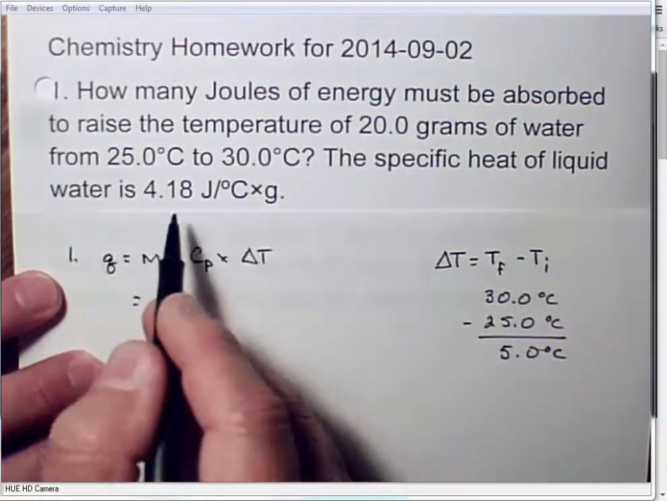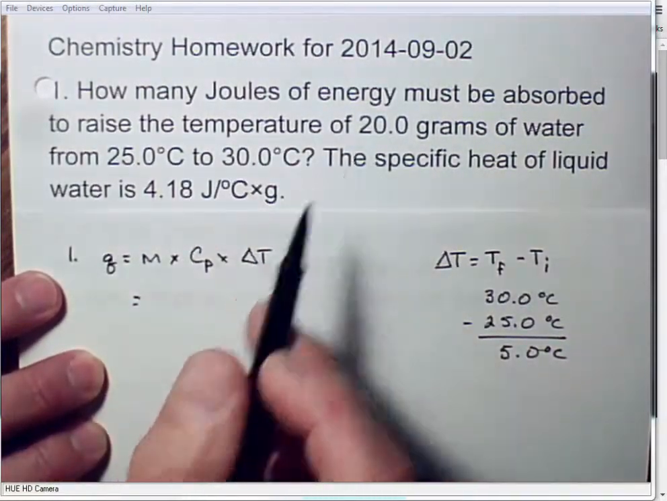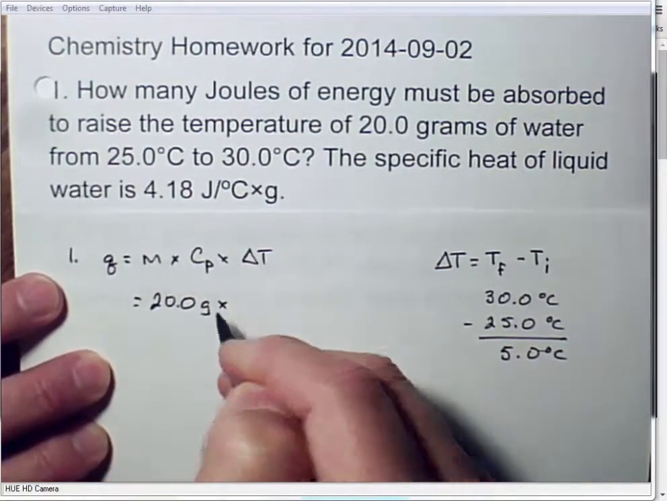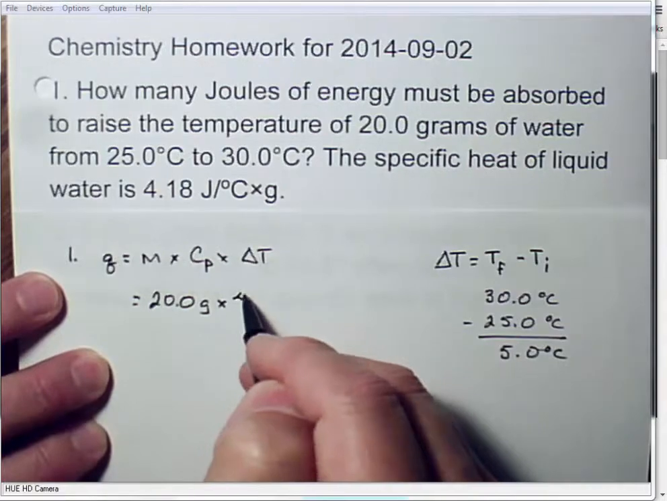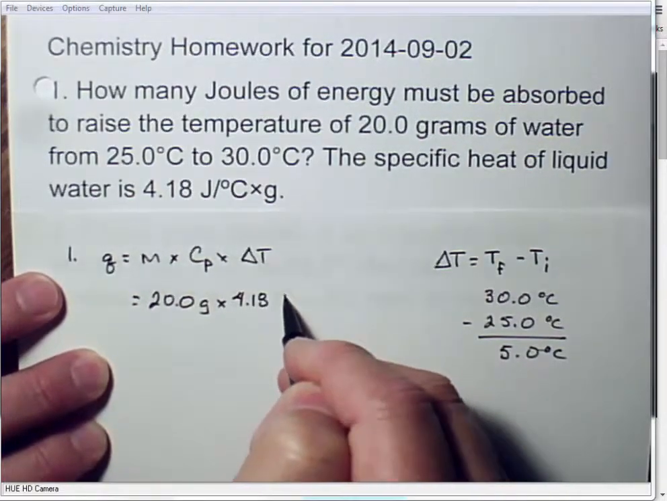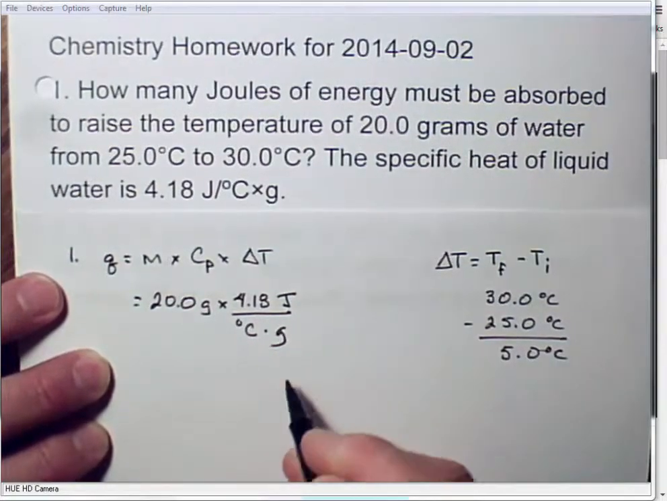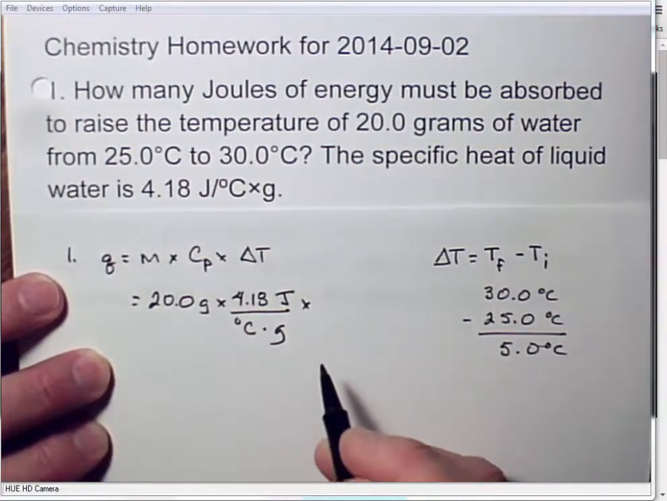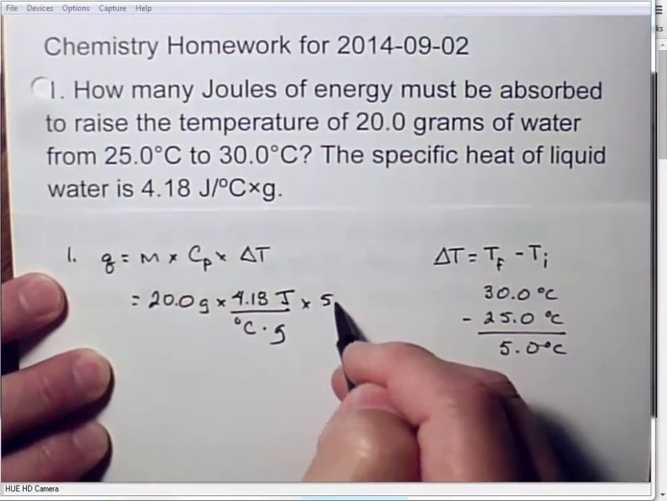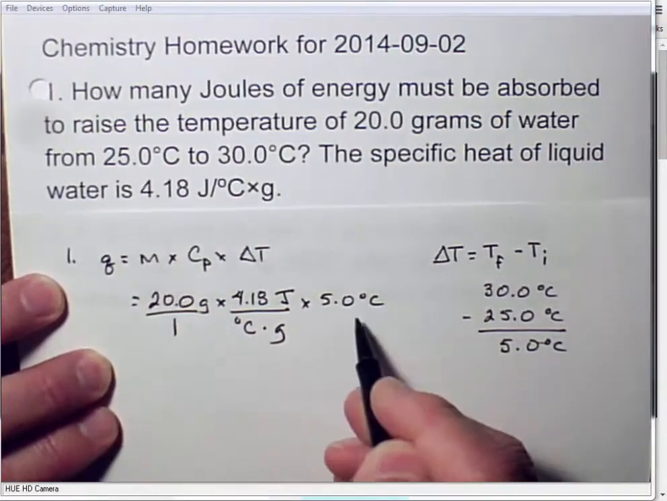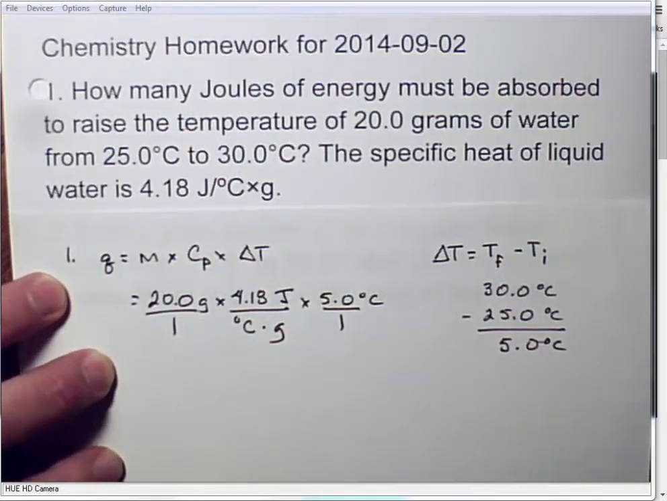So the mass is 20.0 grams, times, and the specific heat is 4.18 joules per degree C per grams. And the change in temperature is 5.0 degrees C. Just to make sure we keep everything lined up nice and neat so we can see how to count.